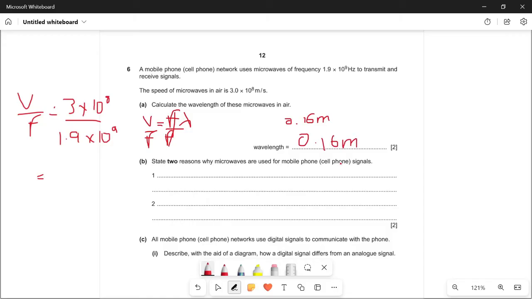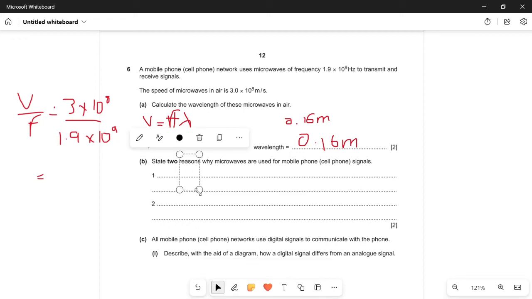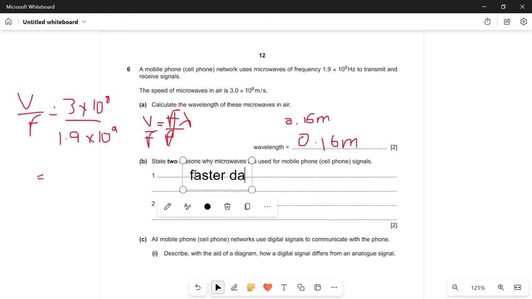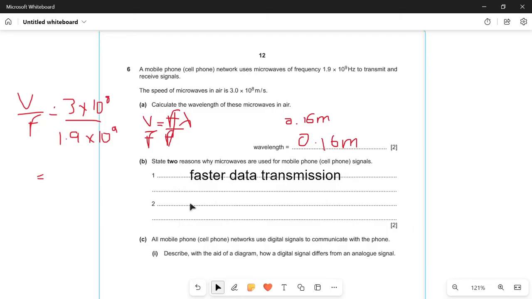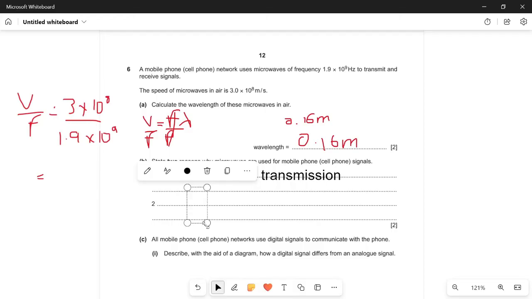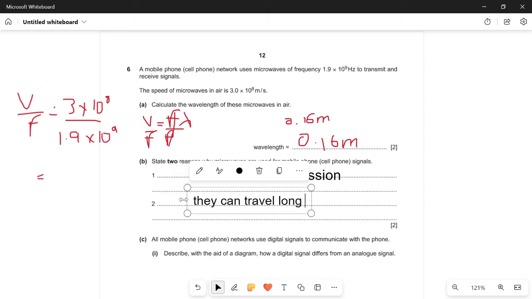State 2 reasons why microwaves are used for mobile phone or cell phone signals. One of the reasons could be that there is faster data transmission. So we can write faster data transmission. And the other could be that they can be sent over long distances, so they can travel long distances.